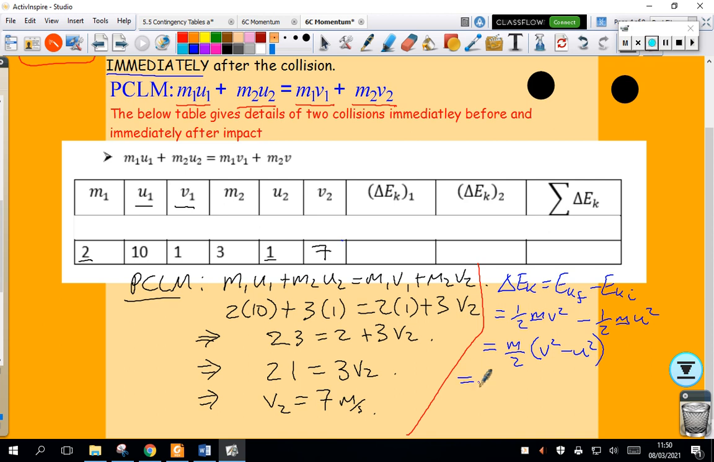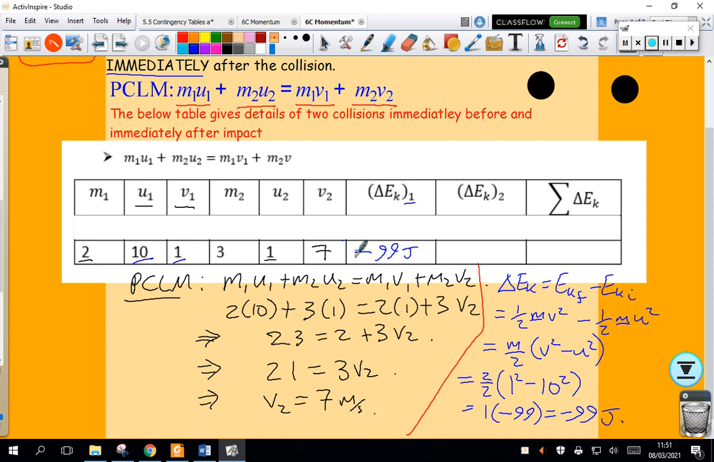So I'm looking at object 1 here. Its mass is 2. So mass over 2, 2 over 2, times v squared minus u squared, final velocity squared minus initial velocity squared, 1 squared minus 10 squared. So that's 1 times 1 minus 100, that's negative 99. My units there are joules. So my change in kinetic energy is negative 99 joules.